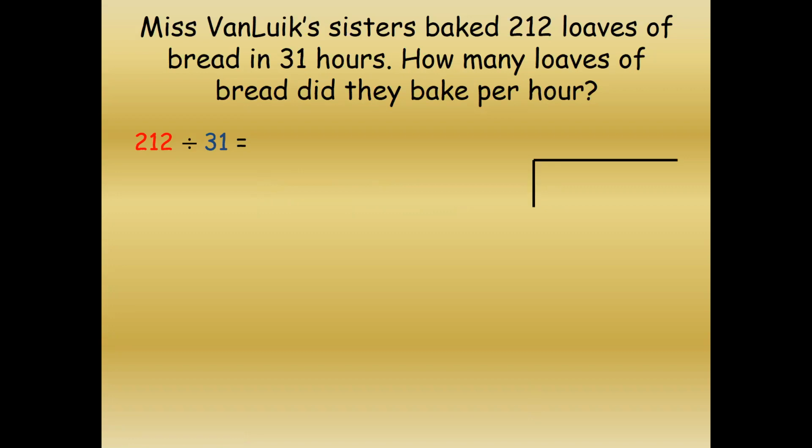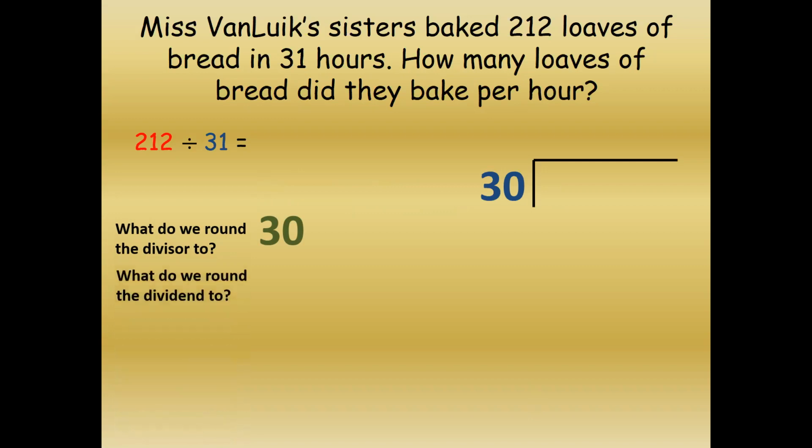First, we're going to do our estimate. So what do we round the divisor to? So 31, what do we round it to? To round it to the nearest 10, I'd say at this point. So that would become 30. So that means 30 would go in the divisor spot in the long division sign.